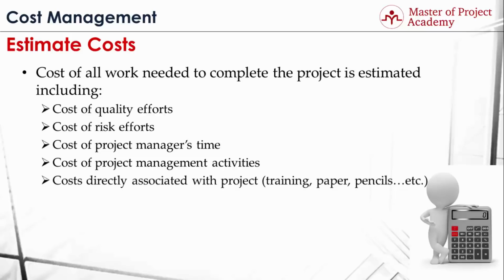Costs directly associated with the project. Training, paper, pencils, etc. Depending on the project and industry, you will need materials to complete the project. For a construction project, you will need trucks, cement, steel, wood, etc. For a software project, you'll need development environment, testing equipment, PCs, etc. And these materials will bring a cost to the project as well.